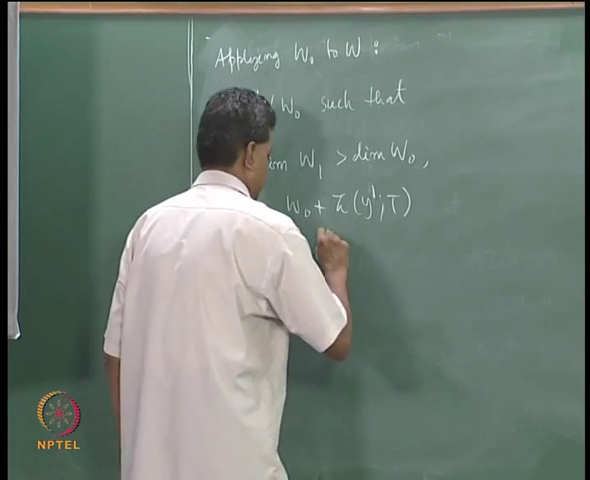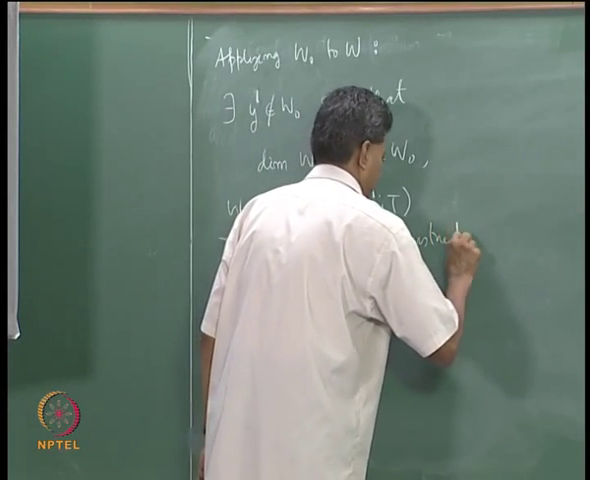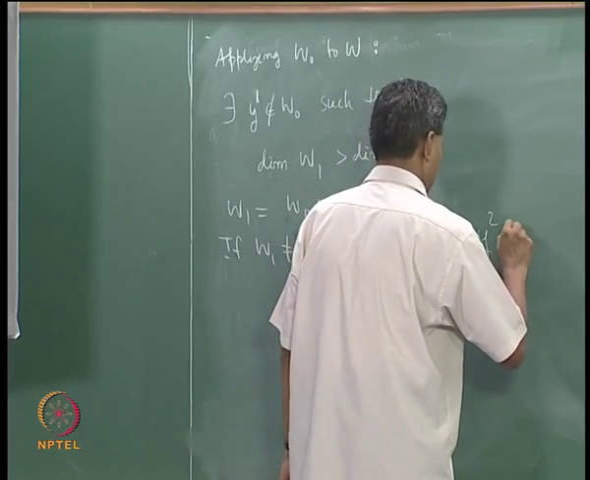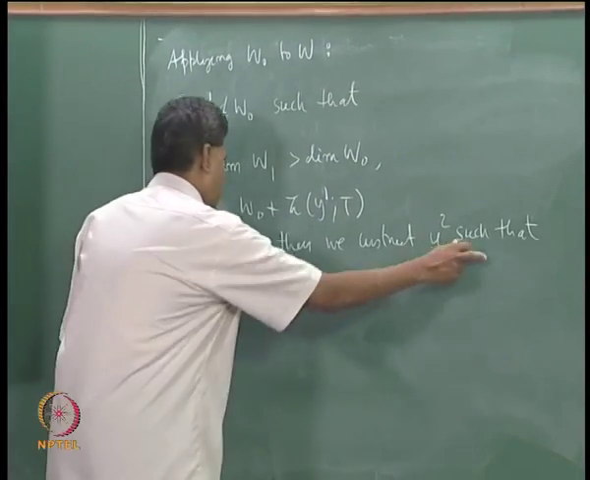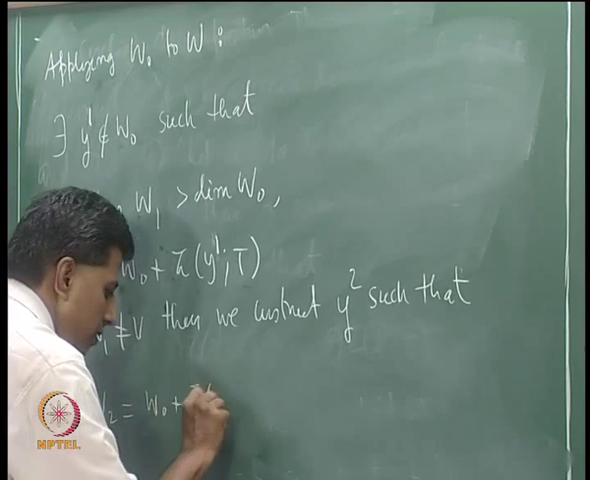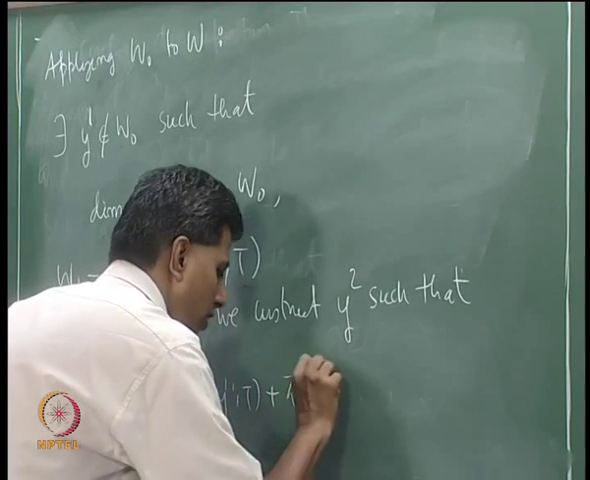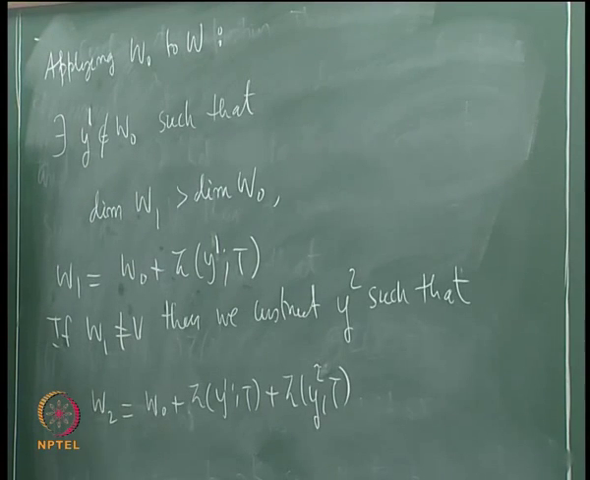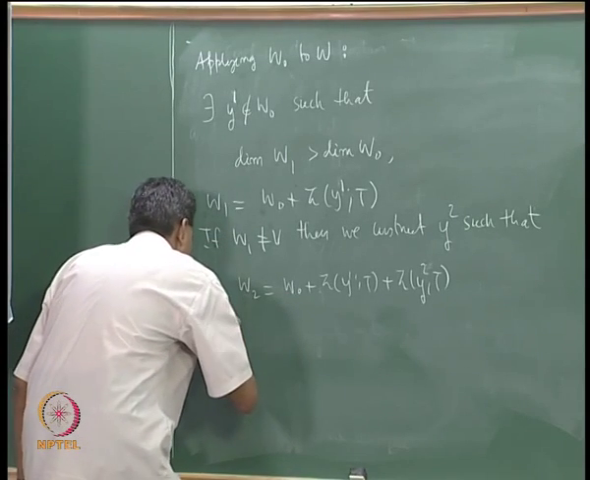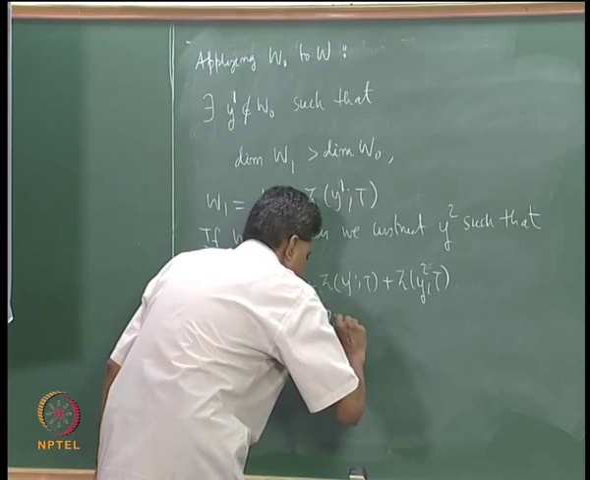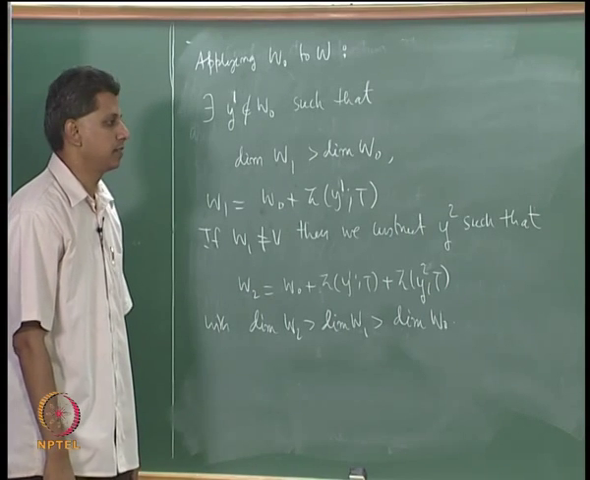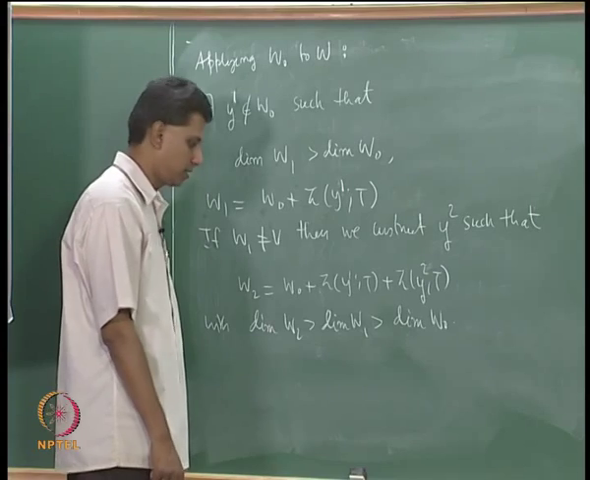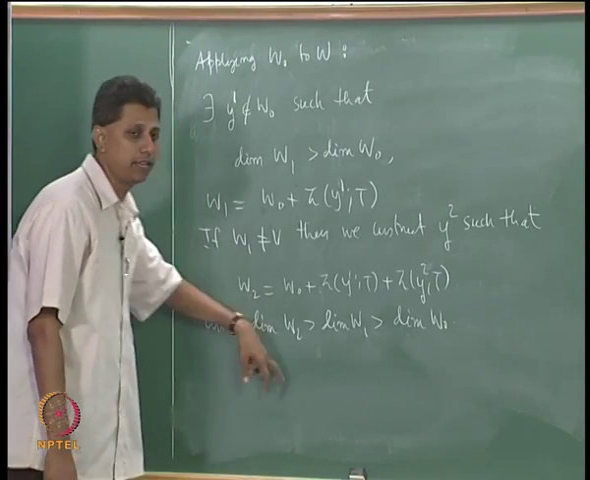If W1 is not equal to V, then we construct y2 such that, that is, we apply the previous little result to W1, y2 such that W2 equals W0 plus Z(y1; T) plus Z(y2; T), where the dimension of W2 is strictly greater than the dimension of W1. This is strictly greater than the dimension of W0. Every step the dimension increases by at least 1. V is finite dimensional, so this procedure has to terminate. This procedure terminates at some point because V is finite dimensional, and every time we are increasing the dimension by at least 1.